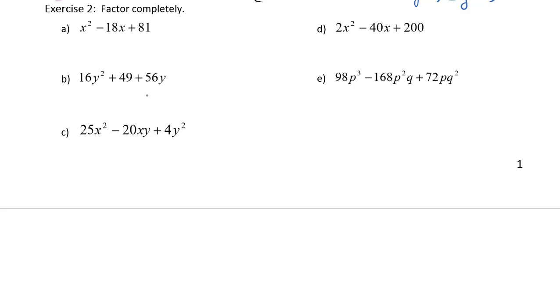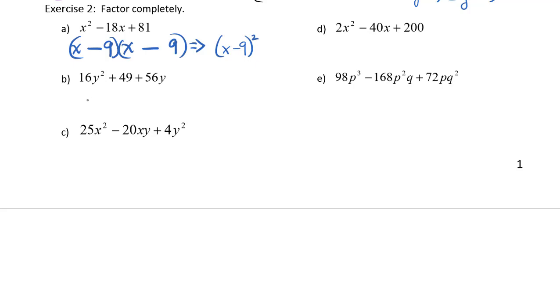Welcome back. On this first one, we have x squared minus 18x plus 81. x squared and 81 are perfect squares. So I'll have an x and a 9 and a 9. The middle term is negative, so both my binomial second terms will be negative. And I will rewrite this as x minus 9 quantity squared.